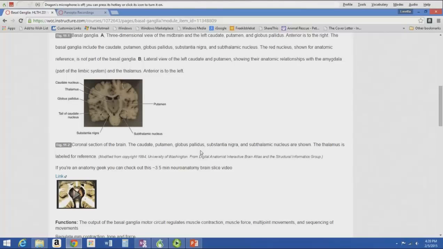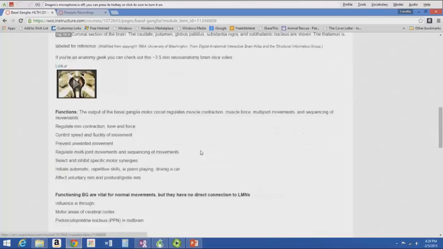All these diagrams are in the book. If you're a real anatomy geek, there's a little 3.5-minute neuroanatomy brain slice video in the module that is really cool. So if you want to geek out, go ahead and geek out. If you don't want to, then you don't have to.